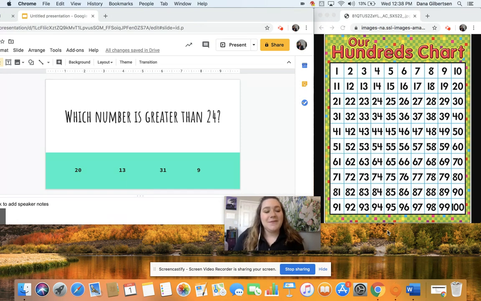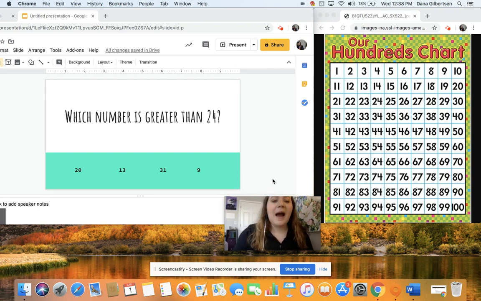Awesome. So today we are going to identify numbers that are greater than or less than a number. We're going to be given a number and we have to first figure out, am I looking for numbers that are greater than or less than? Then I have to look at each number to find out, is this number greater than or less than the number they just gave me?